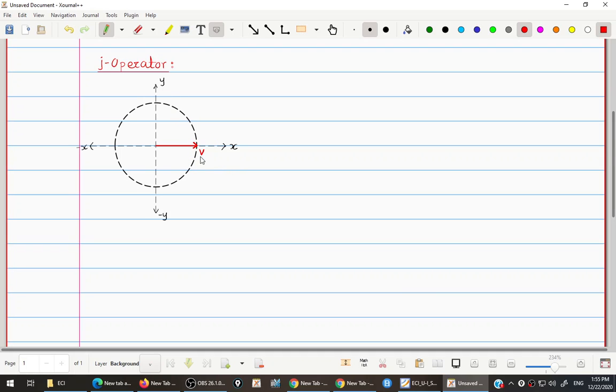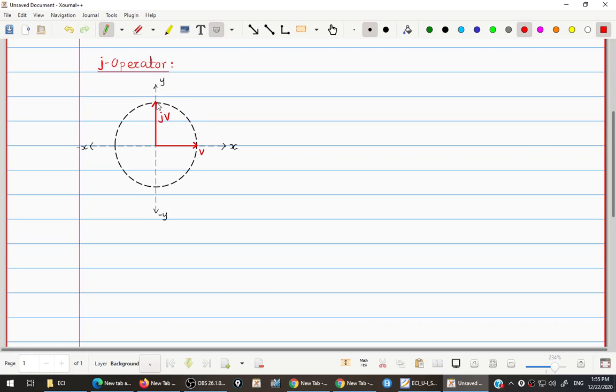Now I will multiply this phasor with the operator J. Whenever I multiply any phasor with operator J, it gets rotated by 90 degrees in the anti-clockwise direction. So I get a new phasor, which is J multiplied by V. This indicates that my voltage phasor has been rotated anti-clockwise by 90 degrees, so it becomes JV. So J indicates rotation by 90 degrees.